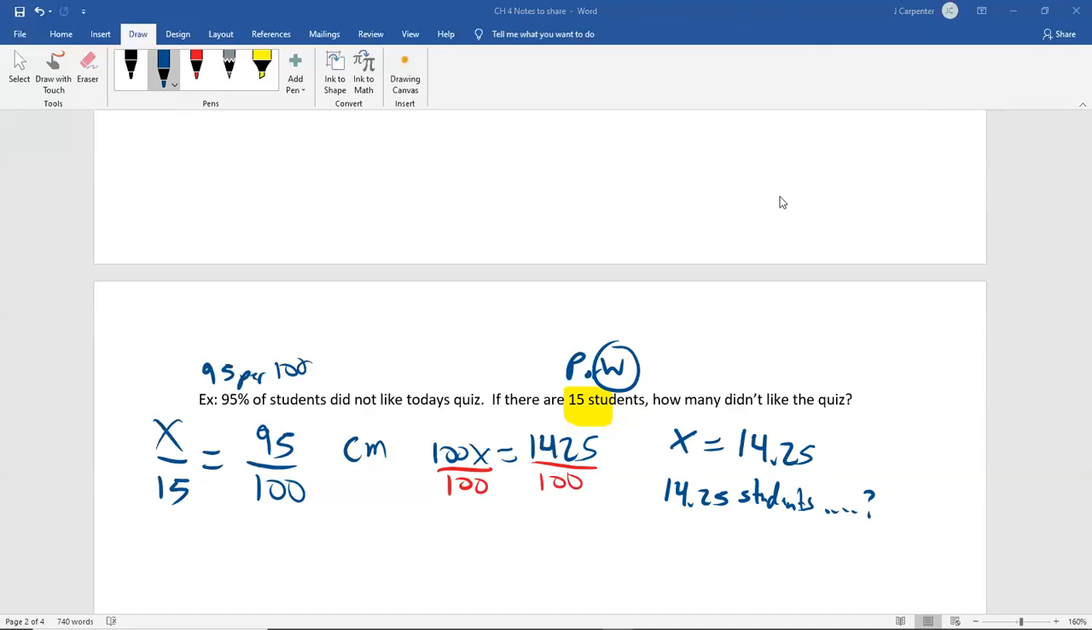So we're talking about a very small population, 15, 16, 20, 30, even 100 or 200 students. And we're saying that 14.25 students don't like the quiz. You can't have 0.25 of a student. So I would say this would be a problem where you should expect to just know, you should round this to 14 students.